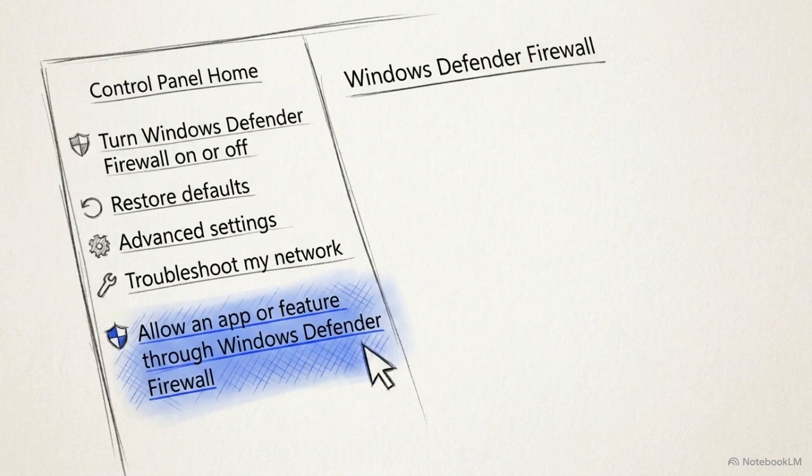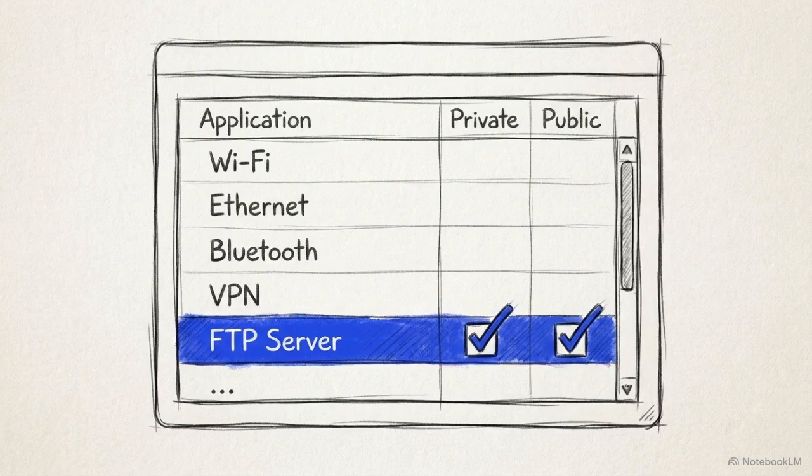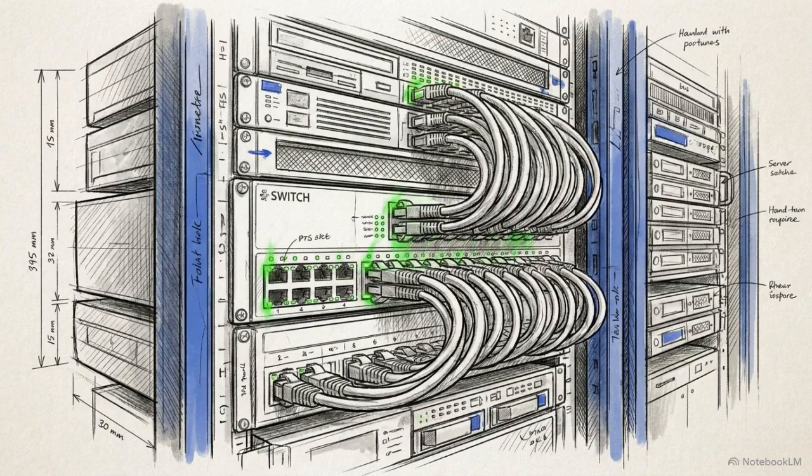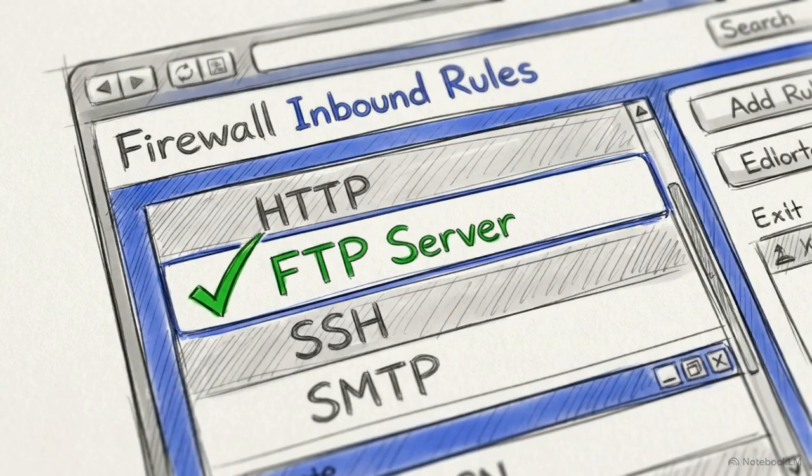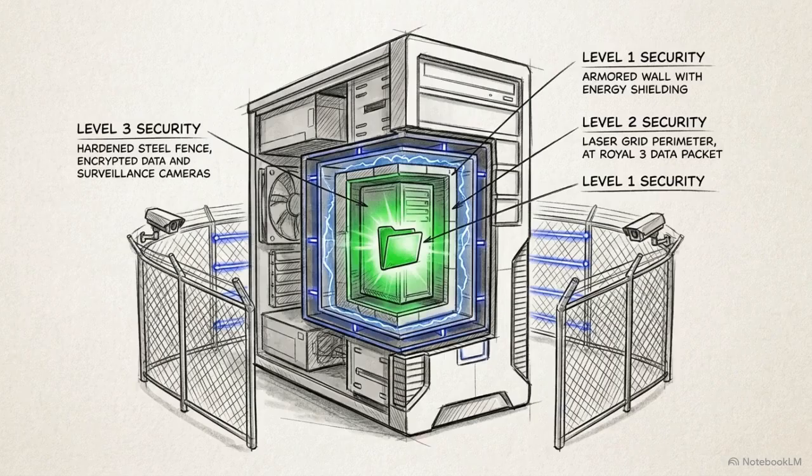Open your firewall settings and select Allow an app or feature through Windows Defender Firewall. Find the FTP server entry and check both the private and public boxes. By combining IIS network rules, NTFS folder permissions, and explicit firewall exceptions, you ensure that your data is only accessible when a request passes all 3 security layers.